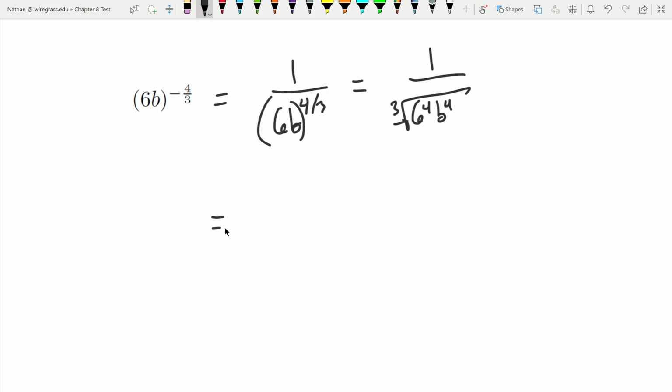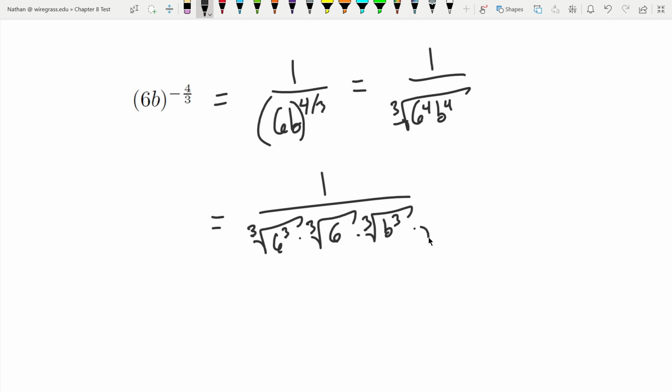So this is the same thing as saying the cube root of 6 cubed times the cube root of 6 times the cube root of b to the third power times the cube root of b. Just splitting up the numbers so that the perfect cubes are in there. And that's going to give me 1 over 6, then there's a b there, times the cube root of 6b.